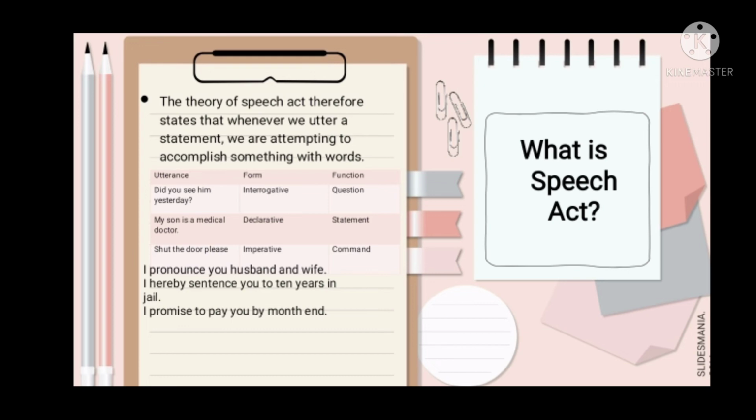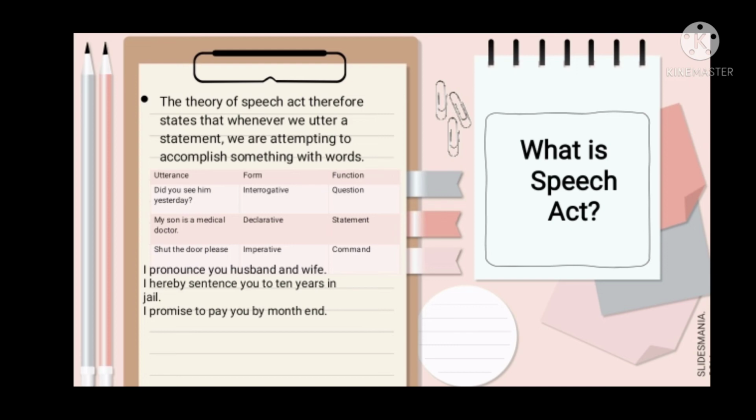There are also examples below. The first example is, I pronounce you husband and wife. It is a message from the priest received by the groom and the bride. This is to proclaim them as Mr. and Mrs., the priest already proclaiming that they are married.